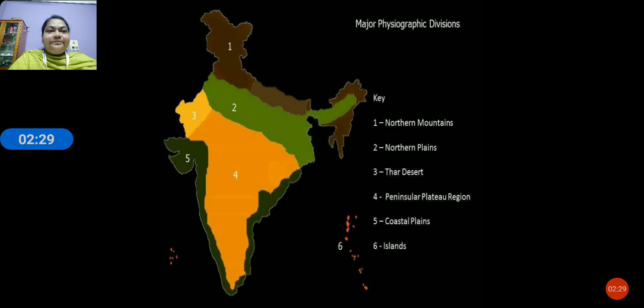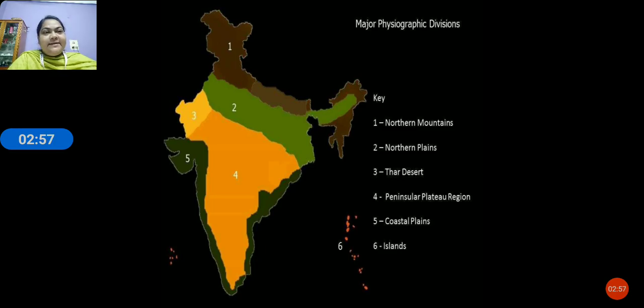Let us see. Now we are going to learn about the 6 physical features, children. As we have our physical features, that is we have our eyes, nose, ears, head, hands, India is also blessed with 6 physical features. That means the different landforms and water bodies. Physical features include different landforms and water bodies.